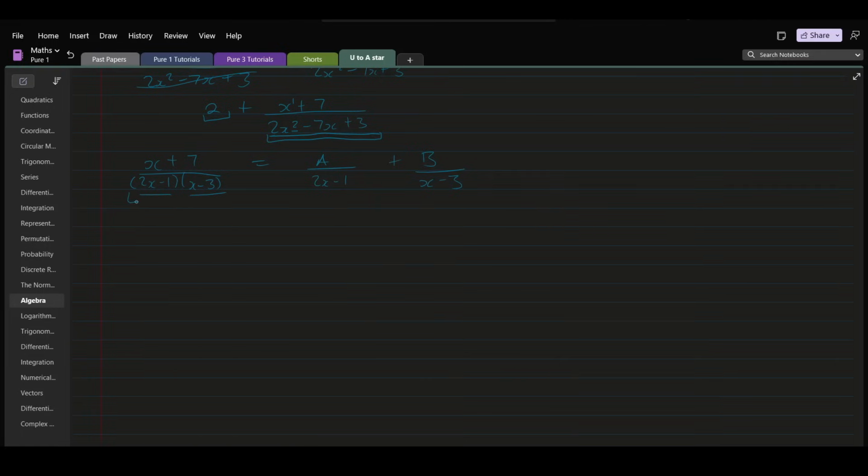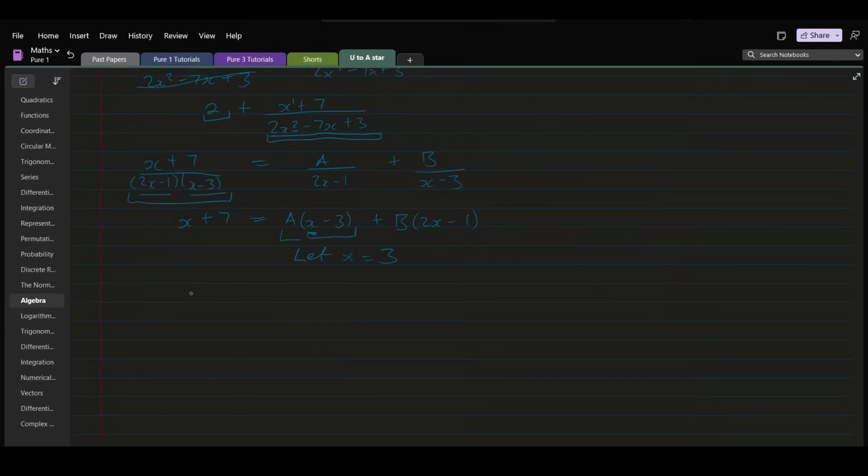Then multiply both sides by this denominator to get rid of all the denominators. So we end up with x + 7 is equal to A times (x - 3) plus B times (2x - 1). Now we need to evaluate A and B. So let's start by evaluating B. To be able to evaluate B, we need to find a value of x that will make this bracket equal to 0. So if we say let x equal 3, this bracket over here will end up being 0, and when it's multiplied by A, it means this whole term is then cancelled out.